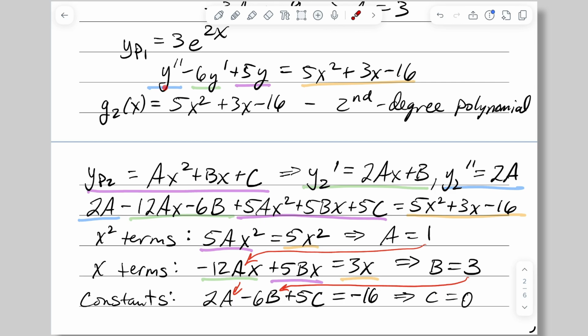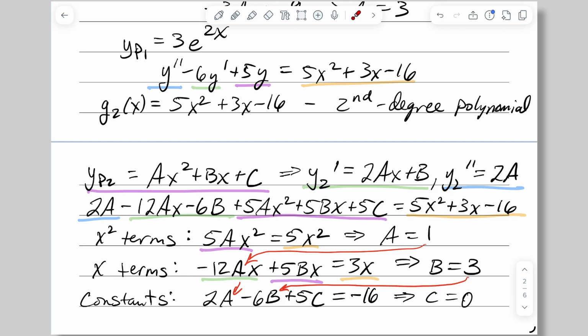Y double prime is 2a. Negative 6y prime is negative 12ax minus 6b. And 5y is 5ax squared plus 5bx plus 5c. One of the more common things to do is to forget to distribute the negative 6. On the right-hand side, we have our 5x squared plus 3x minus 16.